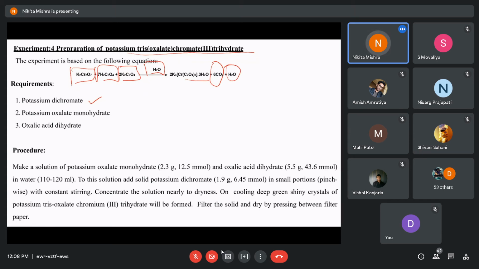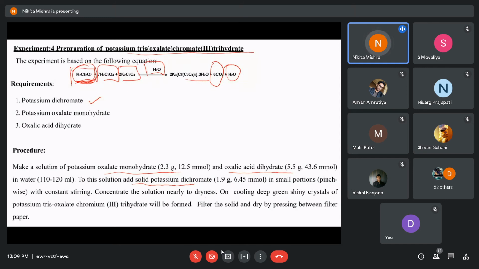So in the procedure, what we have to do is make a solution of potassium oxalate monohydrate and oxalic acid dihydrate in water. To this solution, we have to add the potassium dichromate in small portions with constant stirring. We can add it drop by drop after preparing a solution, or we can add it directly in the solid form also. But pinch-wise we have to add the potassium dichromate.